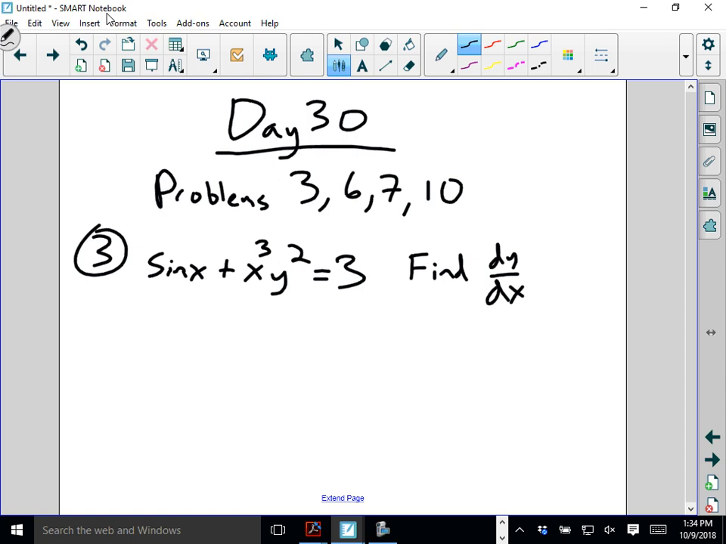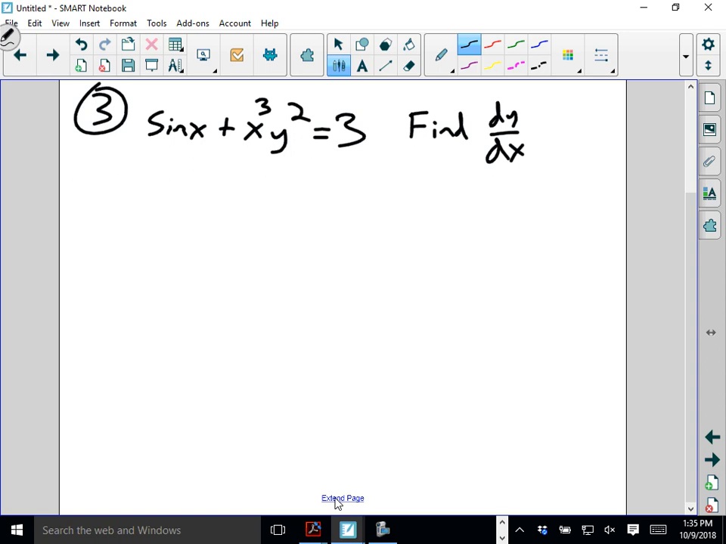Okay, so number 3 says sine of x plus x cubed y squared equals 3. We simply want to find dy dx. So let's take a look at this one. The first thing I want to do is go through and derive all the terms in the equation, remembering any rules that I need to do.